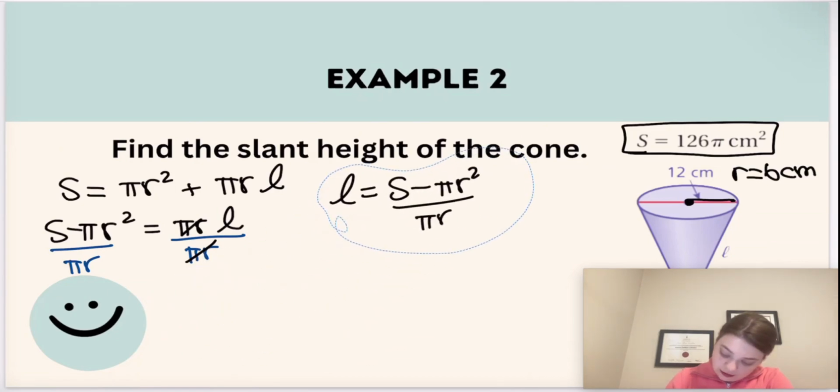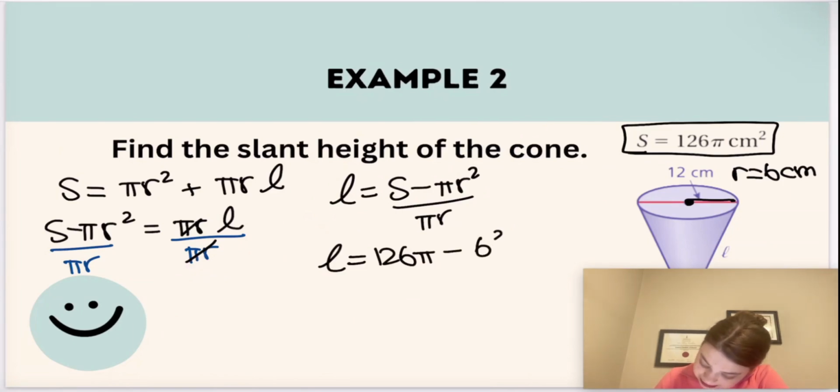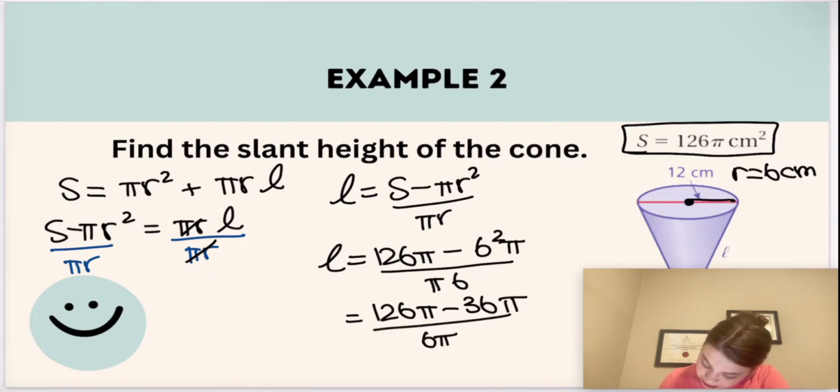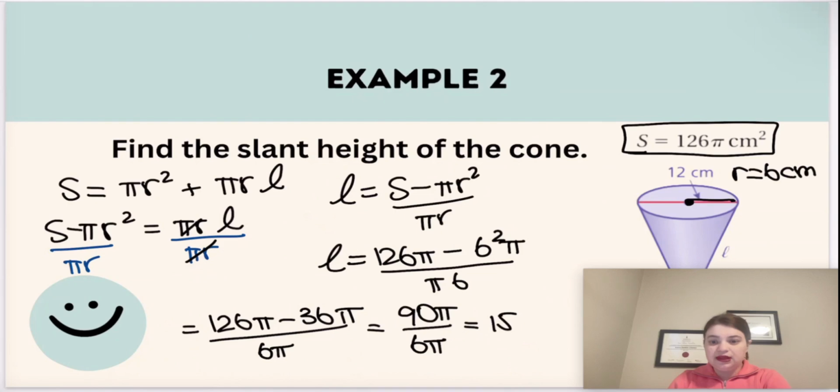Next, let's sub in. So S is 126 pi minus pi r squared. So that's going to be 6 squared pi over pi times 6 as well. So that's going to be 126 pi minus 36 pi over 6 pi. And that's going to be equal to 90 pi over 6 pi. And that is going to be equal to 15. So the final answer is going to be 15 centimeters for the slant height of the cone.